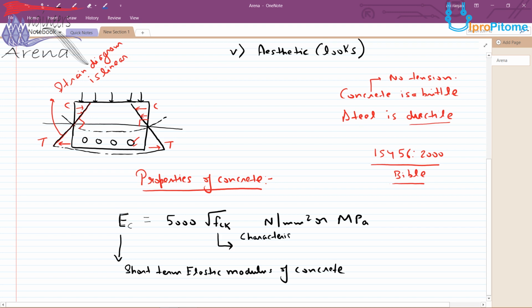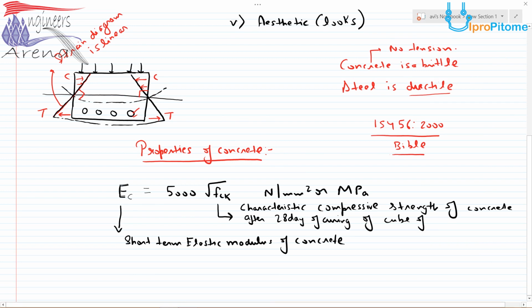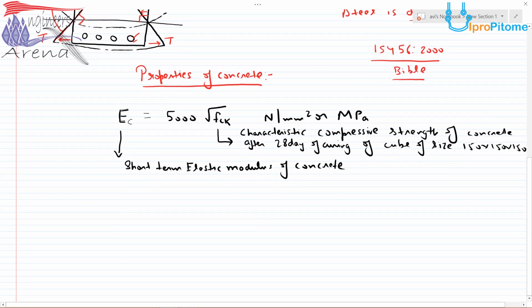FCK is the characteristic compressive strength of concrete after 28 days of curing of a cube of size 150 into 150 into 150. So these are the very basic things, you must be knowing this.